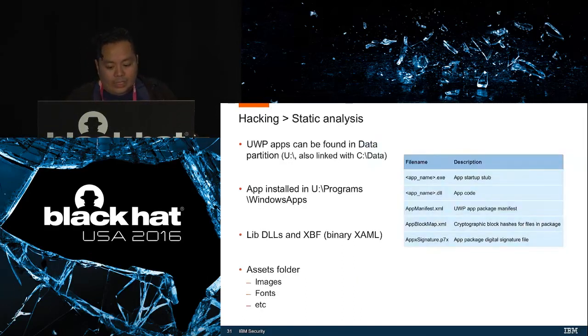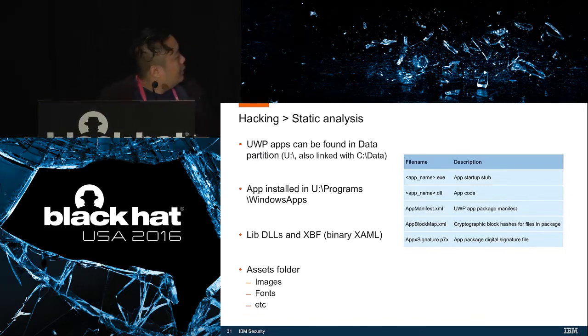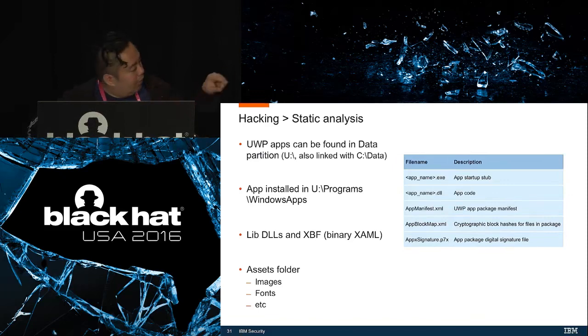There's going to be little difference in reversing a console application compiled for Windows 10 IoT Core versus one compiled for the desktop, but there are some things to take note of when reversing Windows 10 Universal Windows apps. Installed Windows apps can be found in the data partition, in the U drive, but it's also linked with the C:\Data folder, specifically in the Programs\WindowsApps folder. App installation folders will contain the following: the app's name .exe and the app's name .dll.